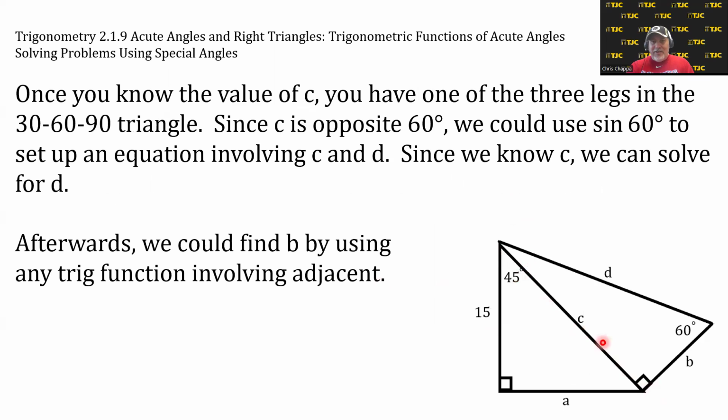Then we have one of the legs in the 30, 60, 90 triangle. Now, since C is opposite the 60-degree angle, we could use sine of 60 degrees to set up an equation involving C, the opposite side, and D, the hypotenuse. Afterwards, we could find B using any trig function involving adjacent. For example, at this point, we would know D, so we could set up cosine of 60 degrees equals B over D. So I just want to lay out the plan and not put all the details in there.